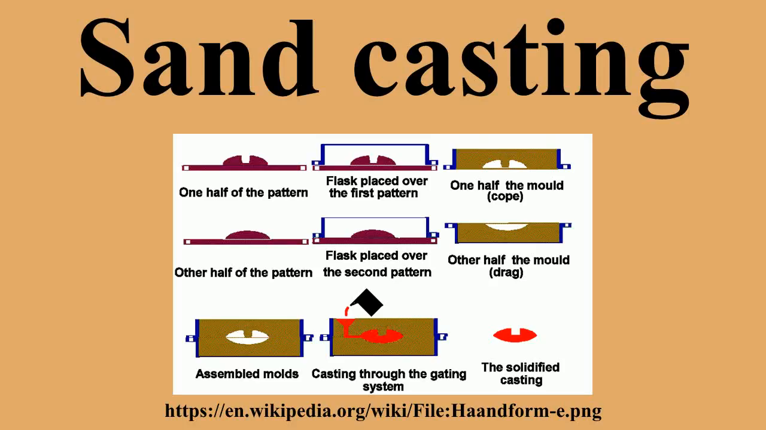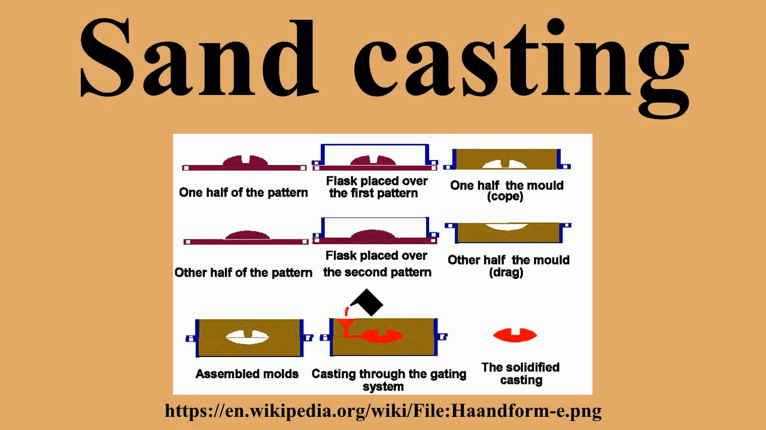Because no heat is involved, it is called a cold setting process. Common flask materials that are used are wood, metal, and plastic. Common metals cast into no-bake molds are brass, iron, and aluminum alloys.